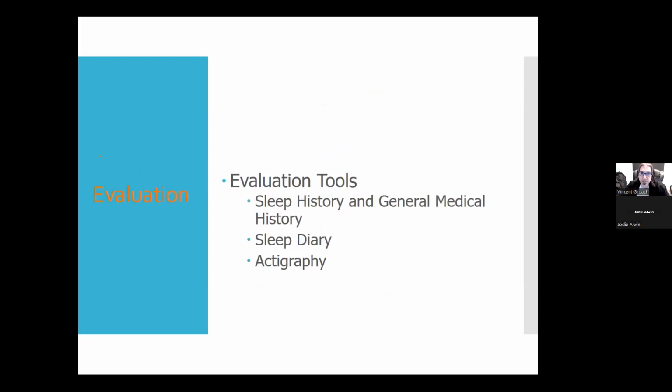So these are the evaluation tools that I use. First off, a very good sleep history and general medical history. I will tell you that when I see a chronic insomnia patient, those visits tend to be about twice as long as an intake visit for garden variety sleep apnea. It's a 40-minute visit. Depending on how much time I have on the clock, and if I have time, it can take up to an hour for that first visit to try to get as much down as possible. Patients really appreciate that, by the way.